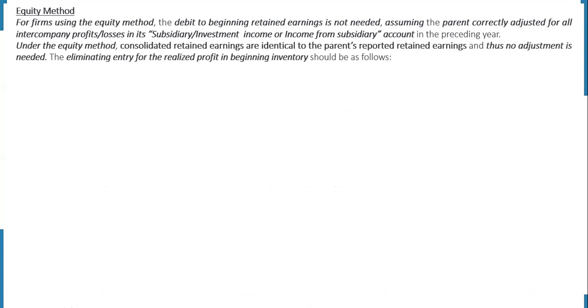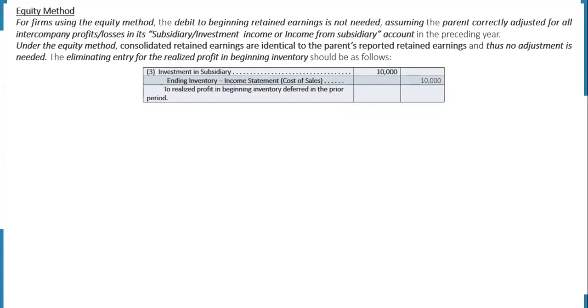For firms using the equity method, the debit to beginning retained earnings is not needed, assuming the parent correctly adjusted for all intercompany profits and losses in its subsidiary investment income or income from subsidiary account in the preceding year. Under the equity method, consolidated retained earnings are identical to the parent's reported retained earnings and thus no adjustment is needed. The eliminating entry for the realized profit in beginning inventory should be as follows.